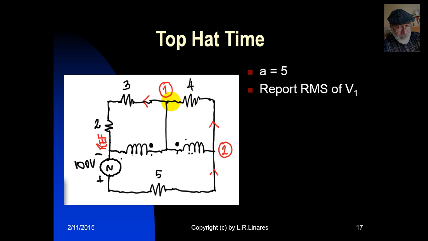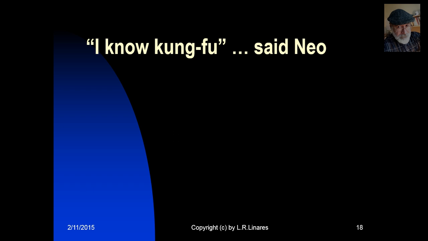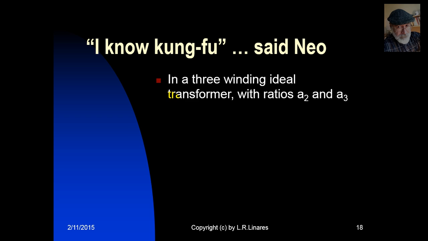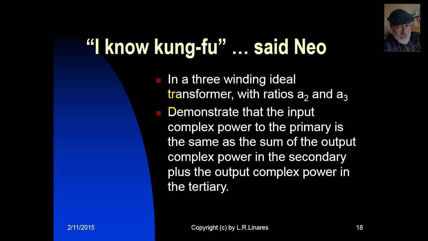Neo said to Morpheus, I know Kung Fu. And you know what Morpheus responded, right? Show me. Okay, you know ideal transformers? Show me. In a 3-winding ideal transformer with ratios A2 and A3, demonstrate that the input complex power to the primary is the same as the sum of the output complex power of the secondary plus the output complex power of the tertiary. Do that and you will prove to me that you really know Kung Fu.